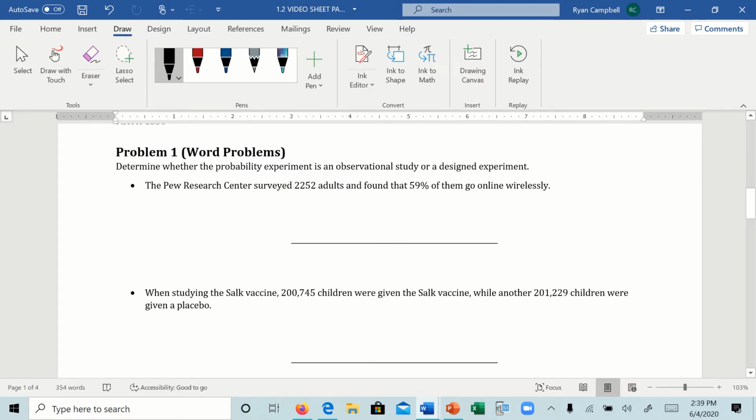So problem number one in your word problems, let's determine whether this is an observational study or designed experiment. So the Pew Research Center surveyed 2,252 adults and found that 59% of them go online wirelessly. So is this an observational study or designed experiment? Hopefully you saw pretty easily this is just an observational study, right? There's no treatment. No one's given anybody anything. So this is just an observational study. And for shorthand, I'm just going to put OS for observational study.